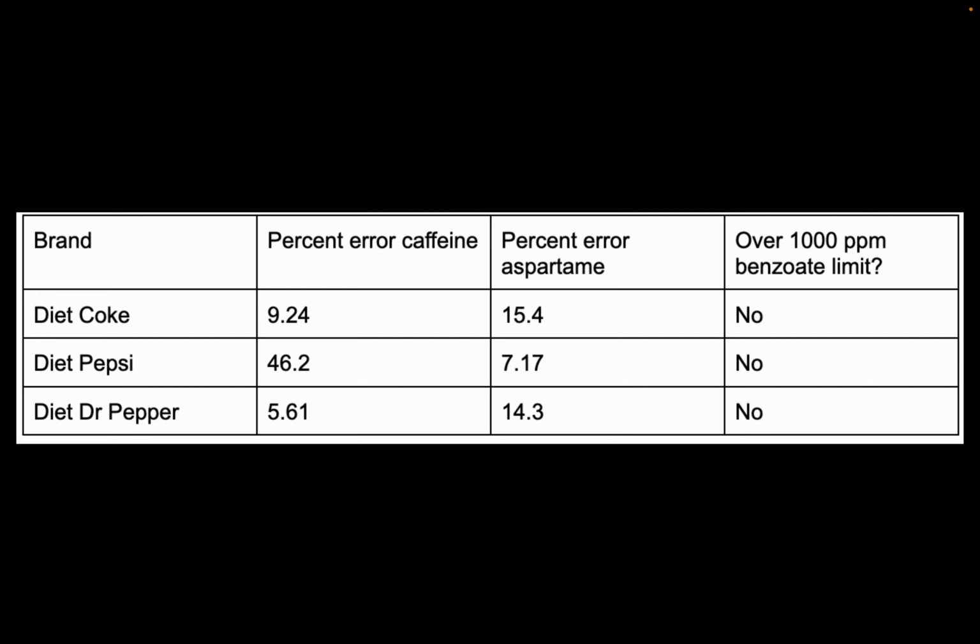So percent error, let's talk about it. Did we go over the 1,000 benzoate limit? No, we did not. Percent error on caffeine, well, among Diet Coke and Diet Dr. Pepper, we have 9.24% and 5.61%. Very good. It's not great. The method needs to be refined more and to a higher degree before you can even implement this, right? You want to get that percent error down maybe less than 1%. Or, you know, there's other things we'll talk about.